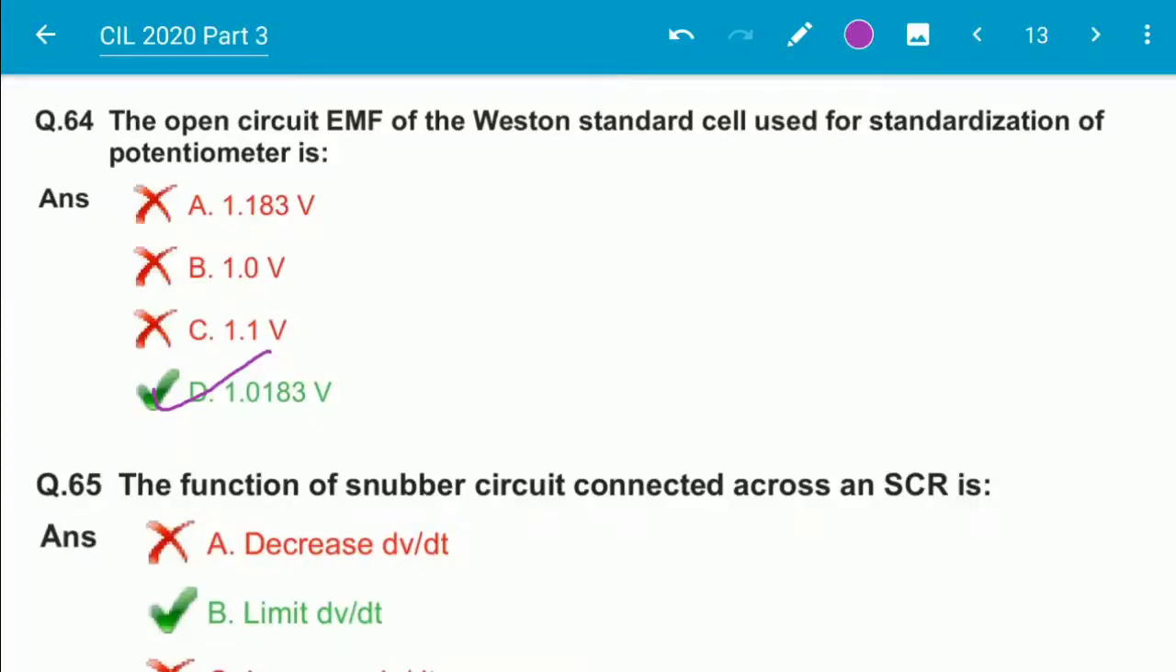This is the standard cell. This cell, whose EMF remains constant for a longer period, is used for standardization or calibration, provided no appreciable current is drawn from it. Hence this is used for potentiometer calibration.